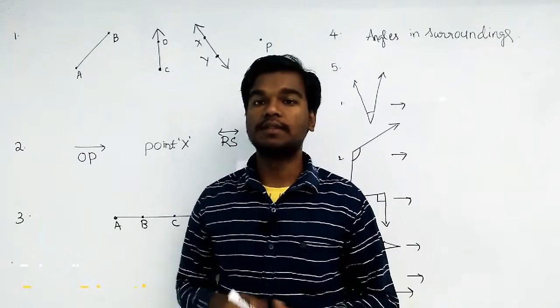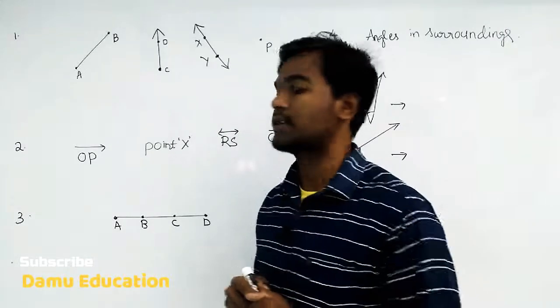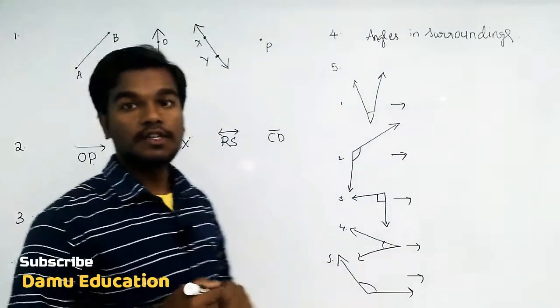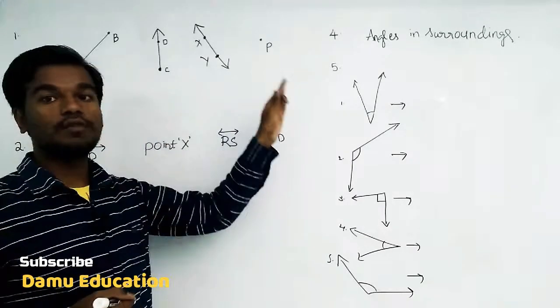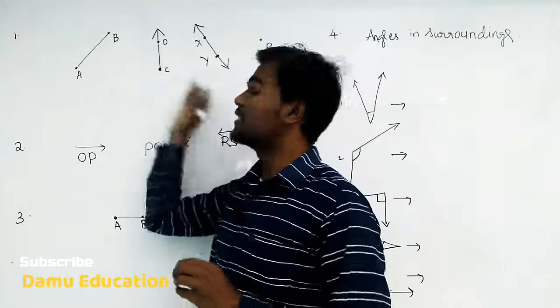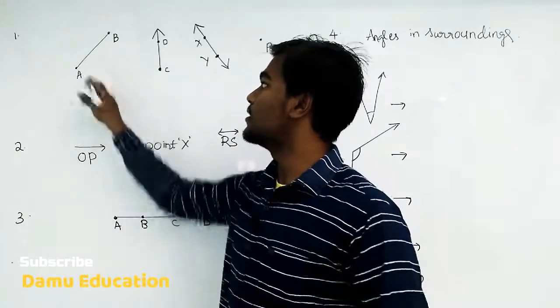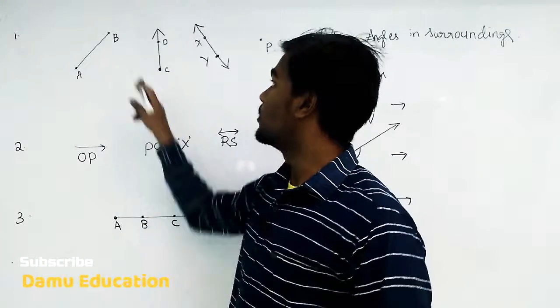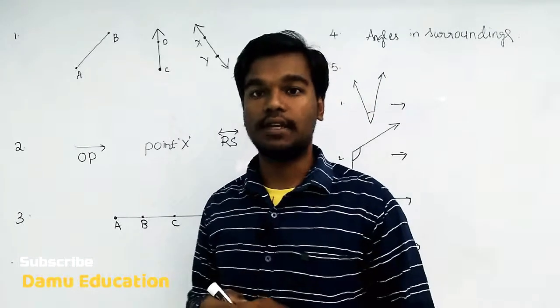Hello viewers, in this module we are going to discuss the solutions for exercise 1 in lines and angles. So our first question is, what are the names for these? What is the significance of these lines? What is the representation? In mathematics, what is the importance of this line segment, and this ray, and all these things, how they evolved.